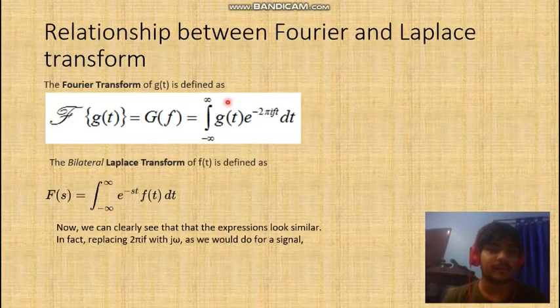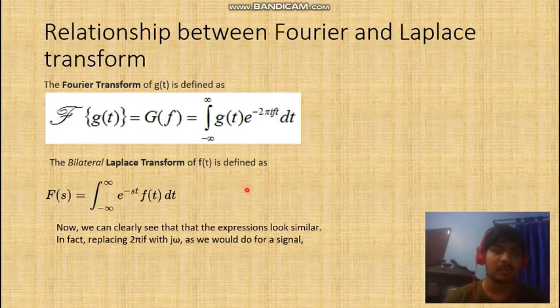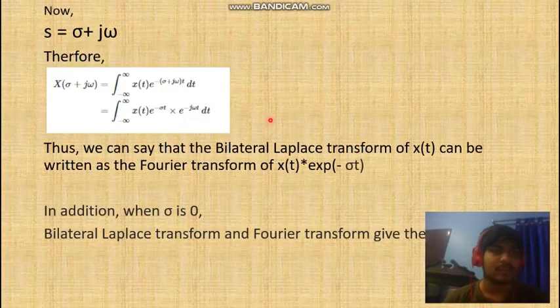And now finally, we come to the relationship between Fourier and Laplace transformation. Here we have the formulas of the Fourier transform and the Laplace transform respectively. We can clearly see that the expressions look extremely similar. In addition, we will be replacing 2πf with jω, as we would do for a signal. I have explained this before: ω, the angular frequency, will be replaced by 2πf, and i will be replaced by j. Now, s, the complex number, is written as σ + jω.